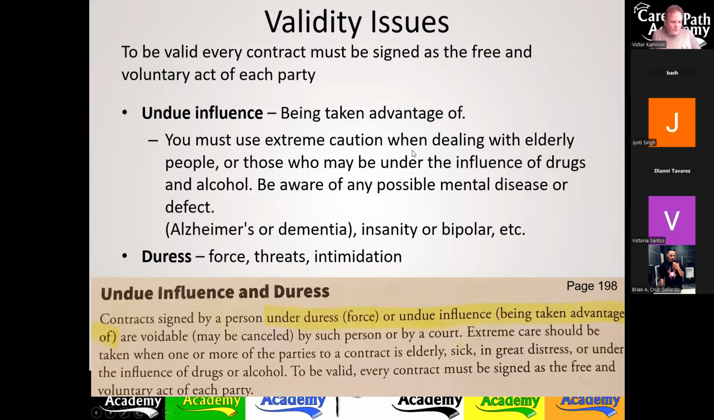Be respectful of your elders when dealing with older people selling homes. Be respectful of your elders, but pay attention at the same token.